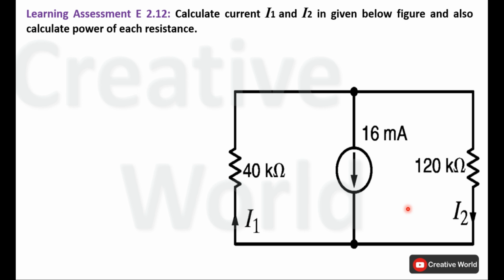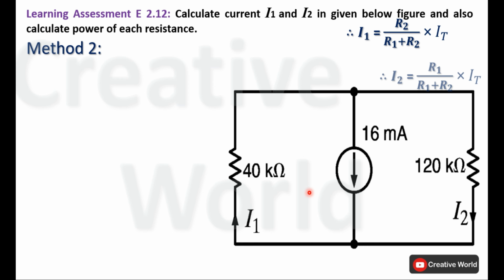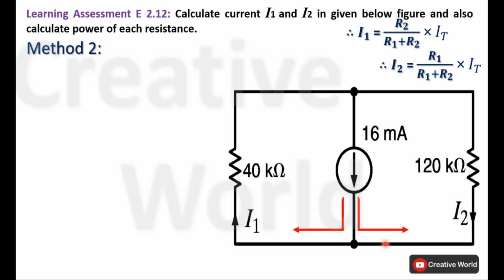Now move towards the next method. This is method 2 for the solution of this problem. As I have told you earlier, in this method we will be using current divider rule. Basic equation of current divider rule is given here. We will use these equations to calculate currents I1 and I2. Later on we will calculate the power of these two elements. Current of constant current source is the total current of this network. This 16 milliampere current is coming on this node and distributing into two branches. These branch currents are labeled I1 and I2.